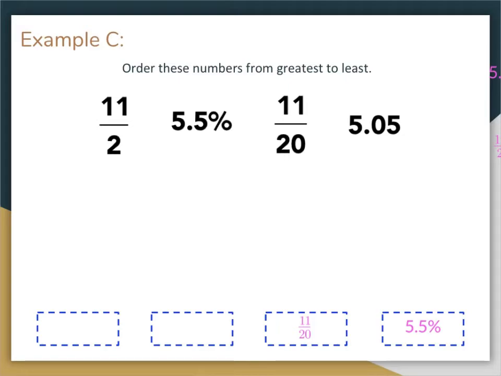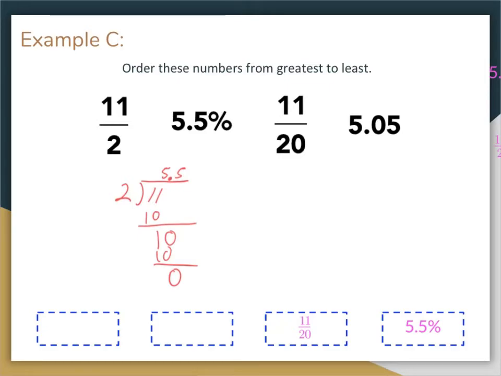Luckily, the 5.5 is already a decimal. So that leaves me with just going to the 11 halves. So I'm going to take the 2 on the outside. That's the denominator. The 11 on the inside. That's the numerator. 2 goes in 11 5 times. 5 times 2 is 10. That's going to give me a 1. Then I'm going to have to bring down my 0 because it doesn't fit. I'm going to have to put in a decimal point. 2 goes in a 10 5 times. So that's going to give me 2 times 5 is 10 and give me a 0. So I don't have to go any further than that. So I have 5.5 versus 5.05.